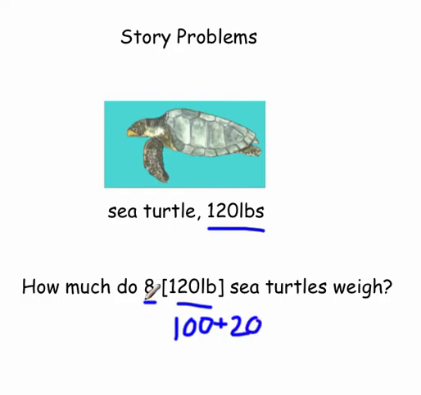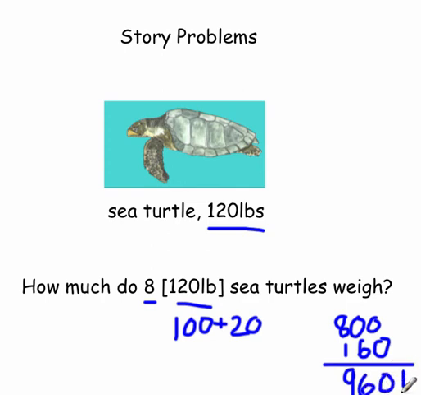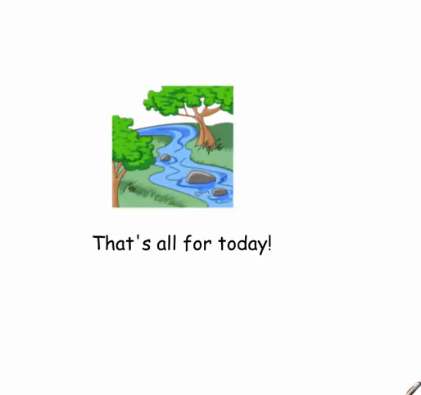What I want to do now is take 8 times 100 and then 8 times 20. 8 times 100 gives me 800. So I'm going to write that over here. And then 8 times 20. Well, that's 8 times 2, which would be 16, with the 0 after it, because it was 20, not just 2. So that would be 160. And when I add these parts together, 800 plus 160 gives me 960. We should write the unit too. 960 pounds. That's all for today.